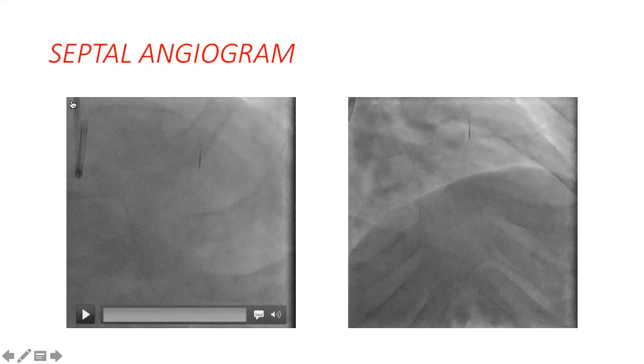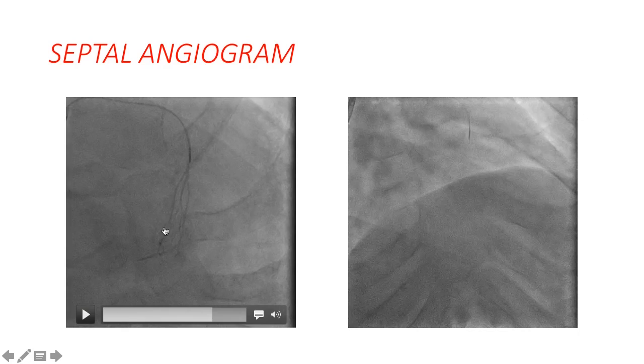We went ahead with a 7 French guide with a long sheath. And we took a Caravel, and we passed the Caravel into the first septal, and you can see this is a connection, which is looking very promising. Initially I thought of this, but this was not quite connective.